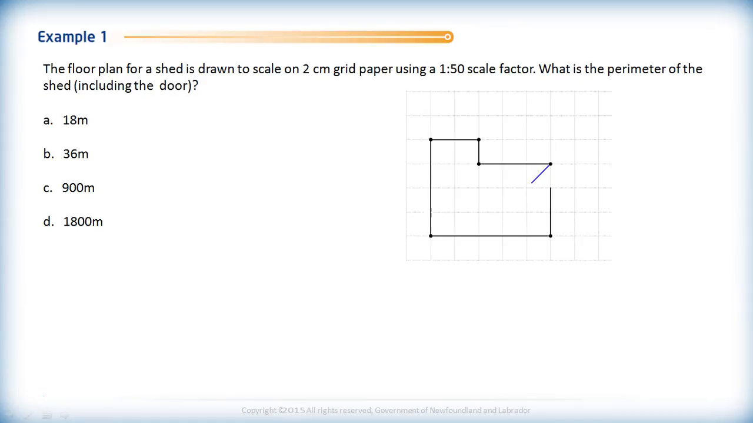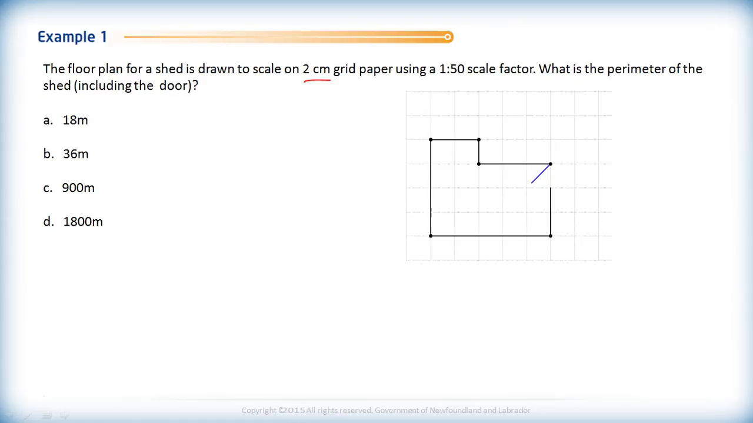The floor plan for a shed is drawn to scale on 2-centimeter grid paper. Okay, using a 50 to 1, or 1 to 50, I should say, scale factor. What is the perimeter of the shed, including the door? So perimeter is the distance around. So let's get the distance around the image and then figure out what the distance around the actual shed would be. So we've got a scale factor of 1 to 50.